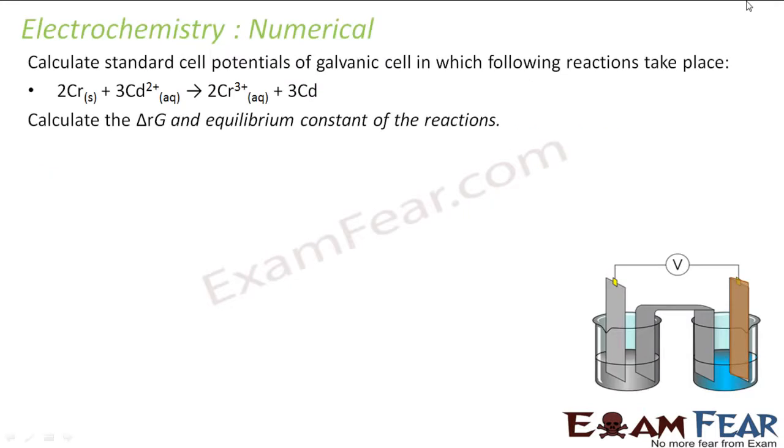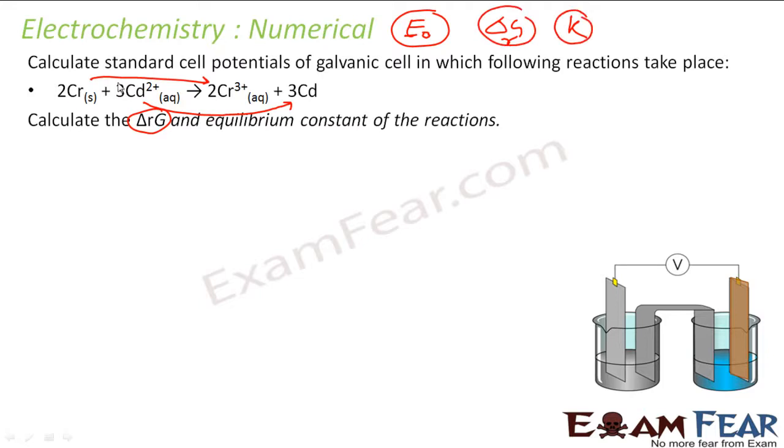Let's take this numerical now. We have to calculate the standard cell potential of the galvanic cell in which this reaction occurs. Chromium in solid state is oxidized to Cr3+, and Cd2+ cadmium ion is reduced to cadmium. First we have to find the standard cell potential, that is E naught, and then we have to calculate delta G, and we have to find the equilibrium constant. These three things we have to find.